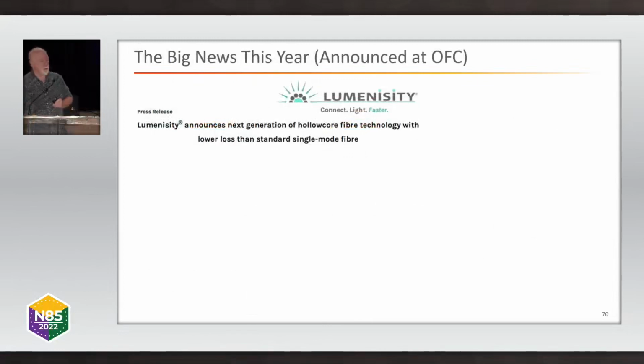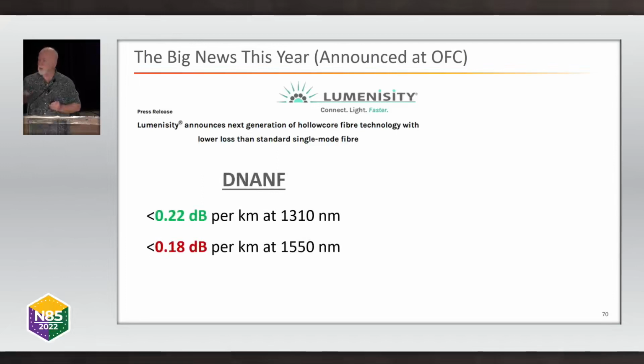So the big news that was announced at OFC earlier this year is that this company Luminicity, which is actually the commercial spin out from Southampton University, have announced this incredibly low attenuation DNANF fiber: 0.22 dB per kilometer at 1310 nanometers, and less than 0.18 dB per kilometer at 1550.